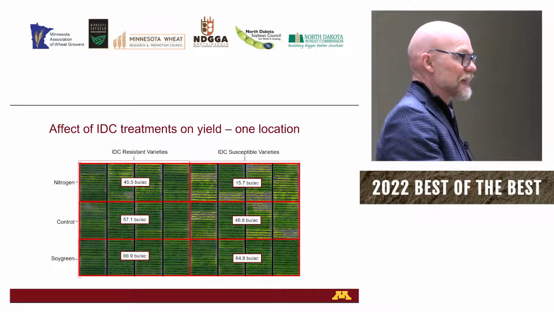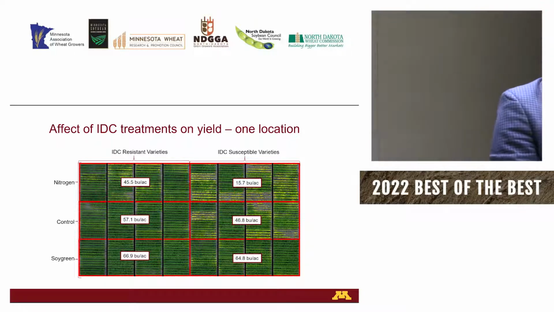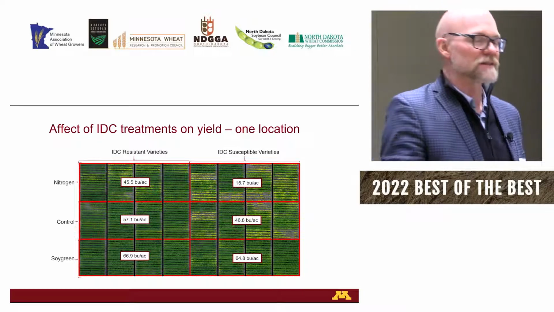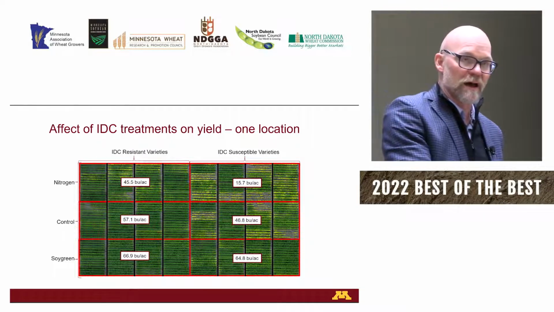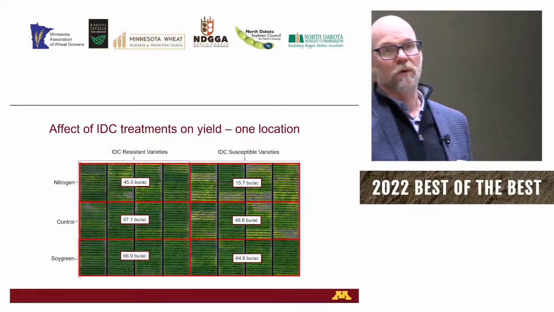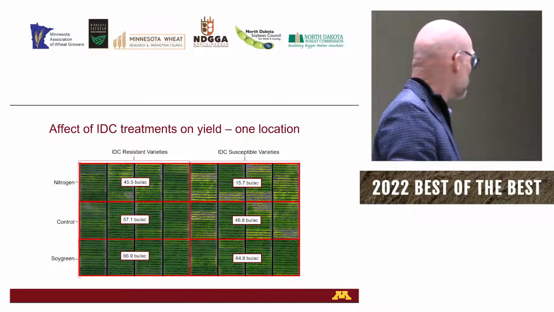There's a control that has nothing, and then we put in a pretty high level of soy green to try to push these things the other way. So we could create this spectrum of IDC with extra N on one side or extra iron chelate on the other side, and you can see the yields.